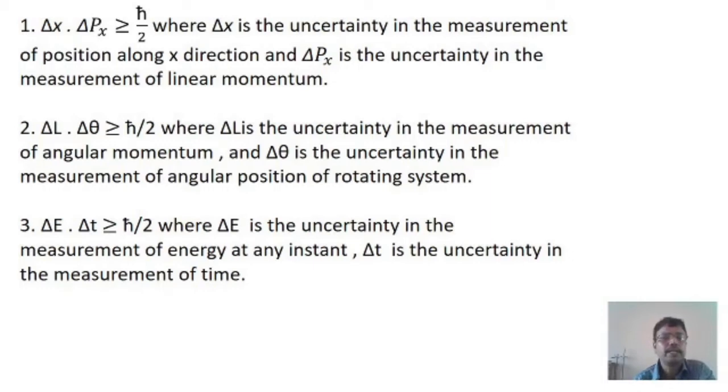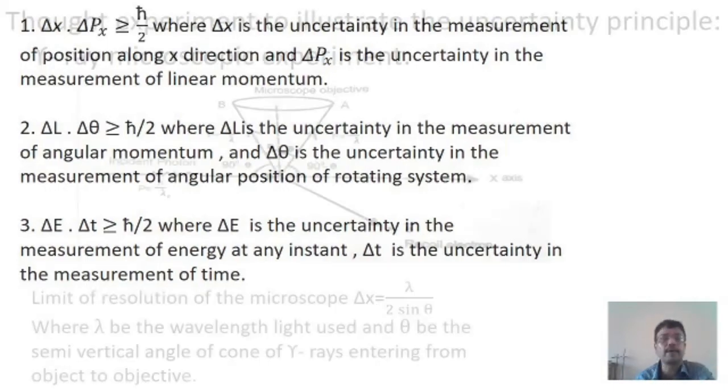If Δx is the uncertainty in the measurement of position along the x-axis, and Δpy is the uncertainty in the measurement of momentum along the y-axis, then Δx · Δpy is equal to 0. Similarly, Δy · Δpx is equal to 0. But ΔL · Δθ ≥ ħ/2. That means if you measure position and momentum in the same direction, then the Heisenberg uncertainty principle is valid.